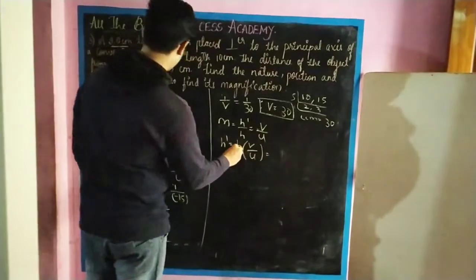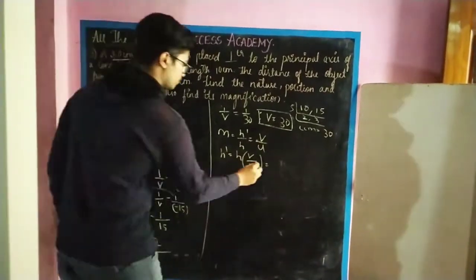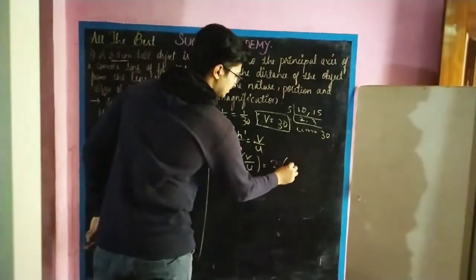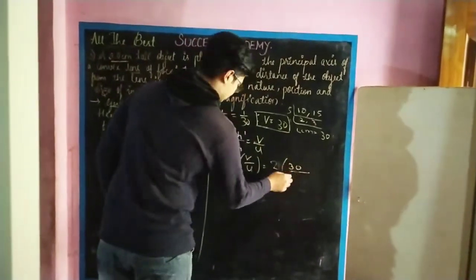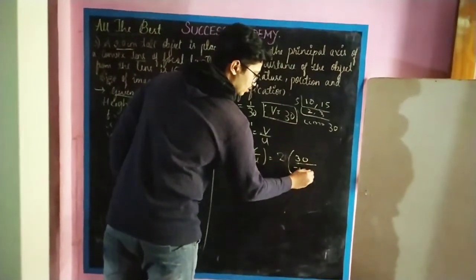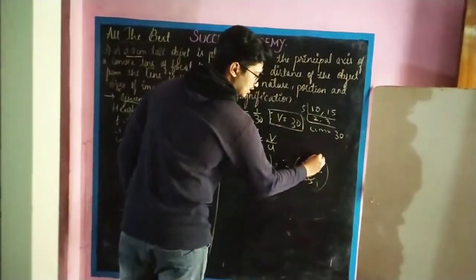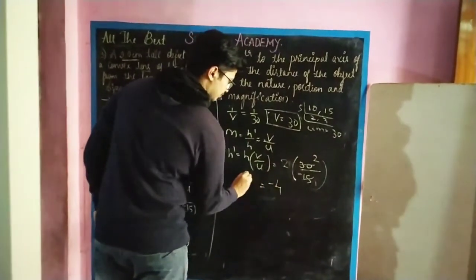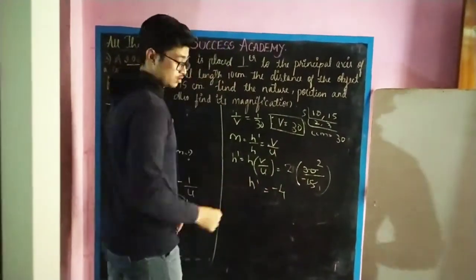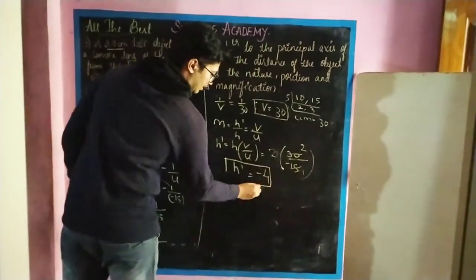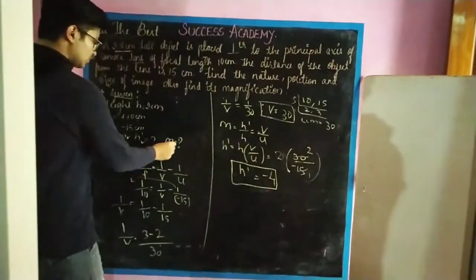This implies height they have given as 2, v by u. V is 30, u they have given as minus 15. 15 ones are 15, 15 2s are 30, minus 2 into 2, minus 4. H dash is equal to minus 4. Next, height of the image also we have to find out. At last we have to find the magnification.